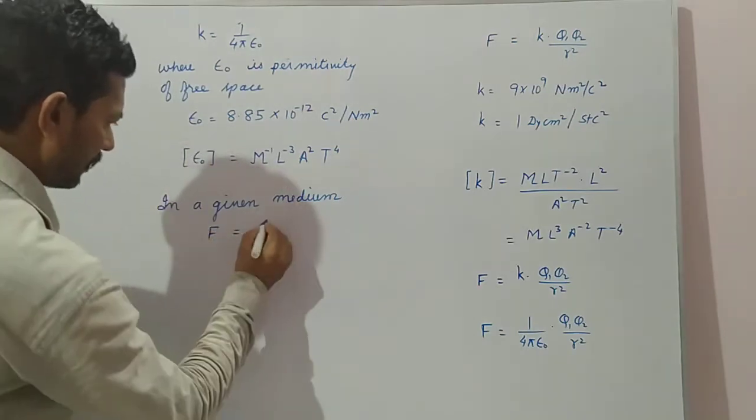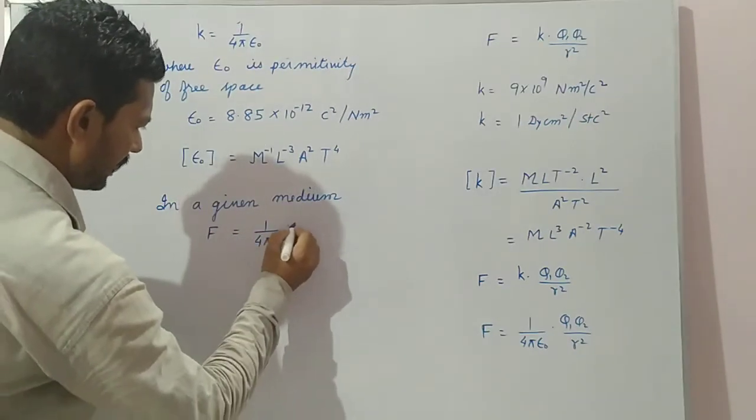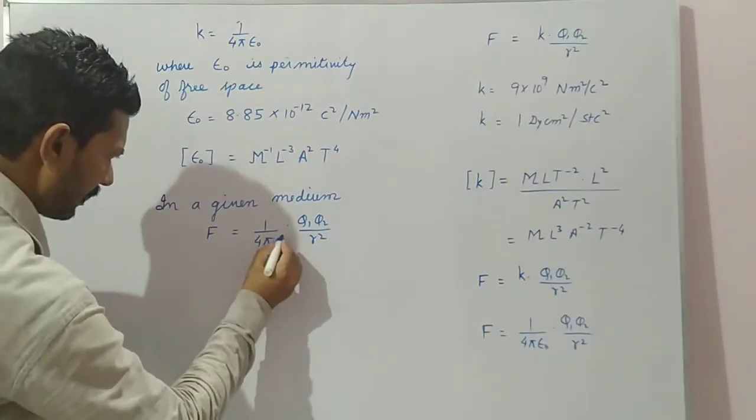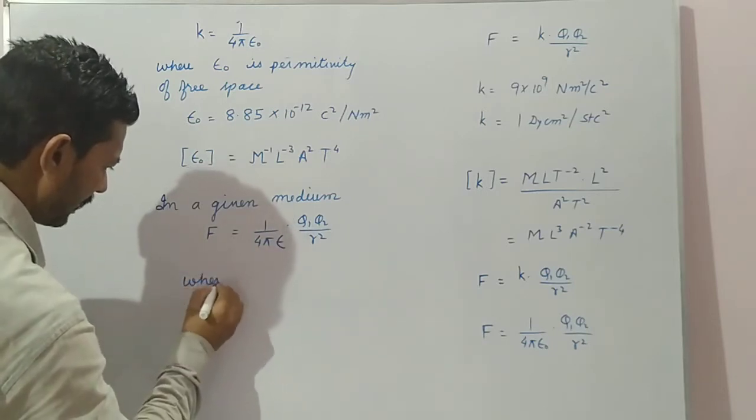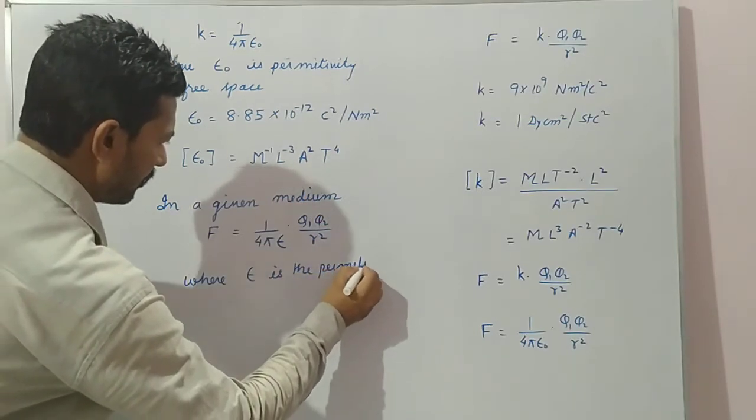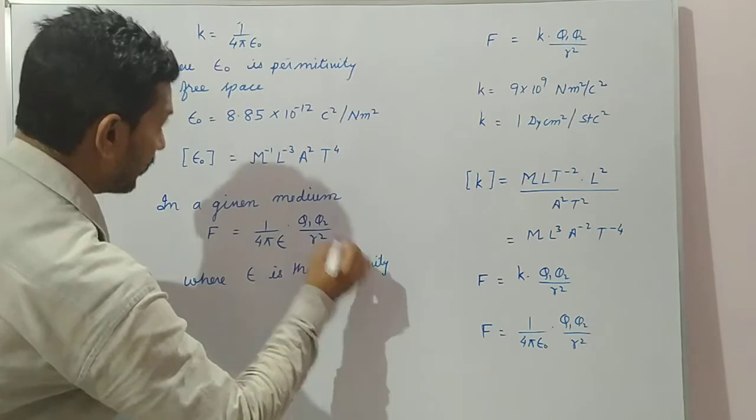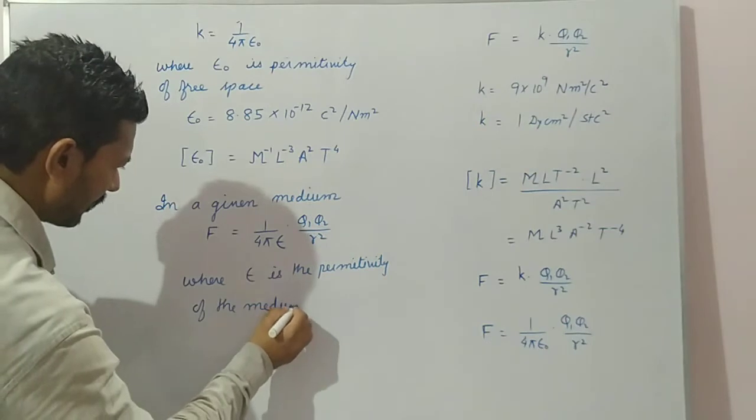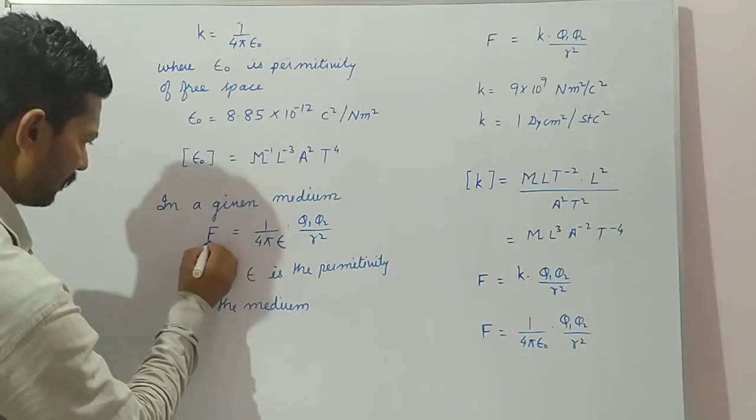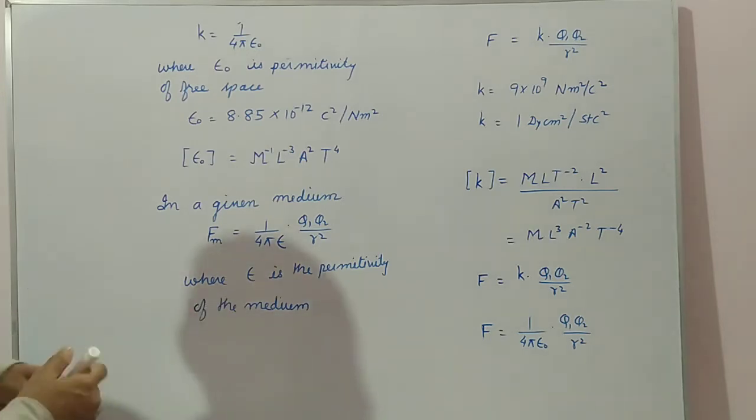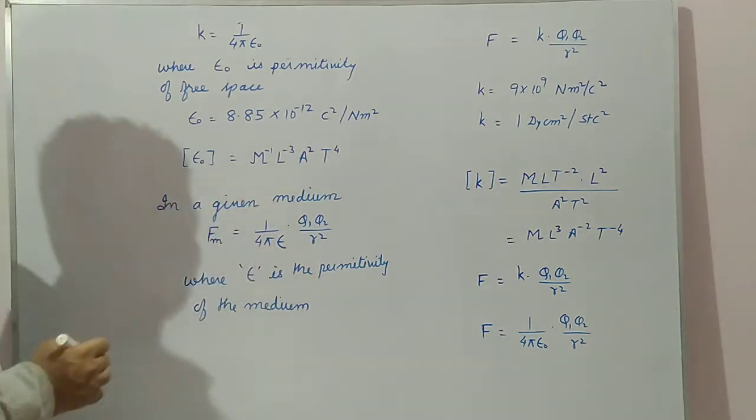Next, in a given medium, F is equal to 1 by 4 pi epsilon Q1 Q2 by R square, where epsilon is the permittivity of the medium. Here we are denoting this force as Fm, that is force in a given medium, 1 by 4 pi epsilon Q1 Q2 by R square, where epsilon is the permittivity of the given medium.